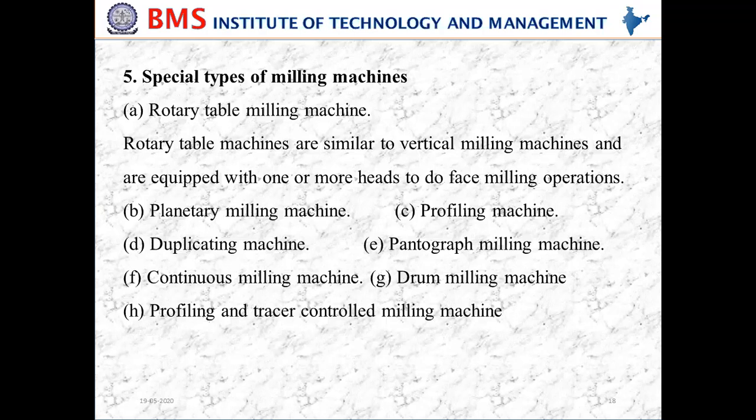And the rotary table milling machine. Rotary table machines are similar to vertical milling machines and are equipped with one or more heads to do the face milling operations. And under the special types of milling machines, we have the planetary milling machine, duplicating machine, profiling machine, pantograph milling machine, drum milling machine, continuous milling machine, and profiling and tracer controlled milling machine. So these come under the special types of milling machines.